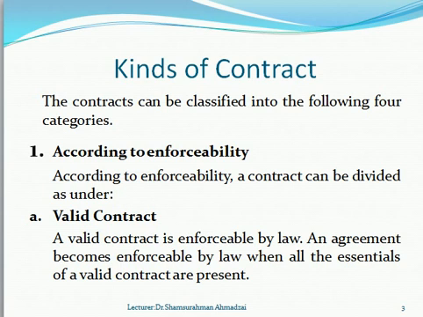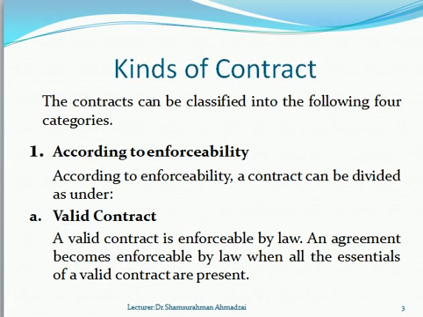A valid contract is enforceable by law. An agreement becomes enforceable by law when all the essentials of a valid contract are present. So a valid contract is a contract that is enforceable by law. It means that you can implement the law through it.